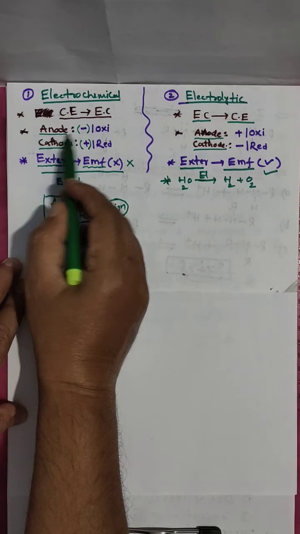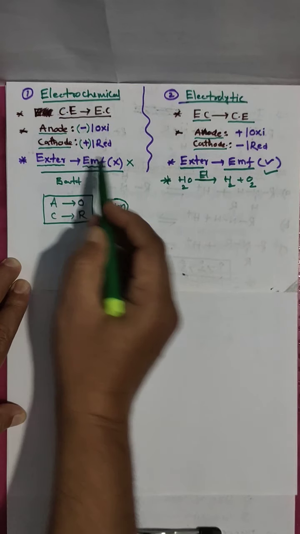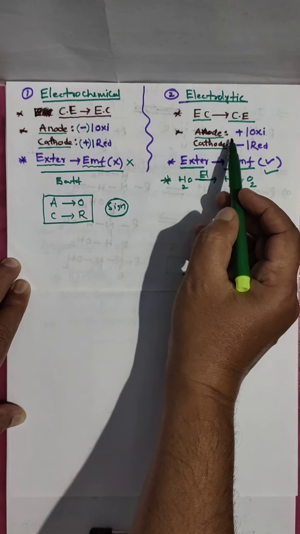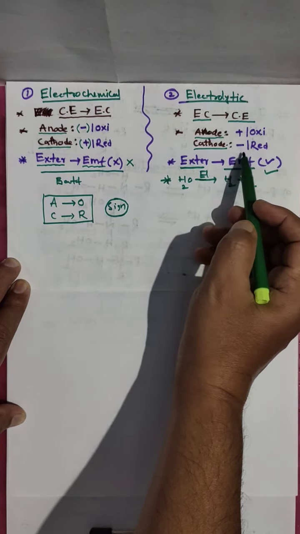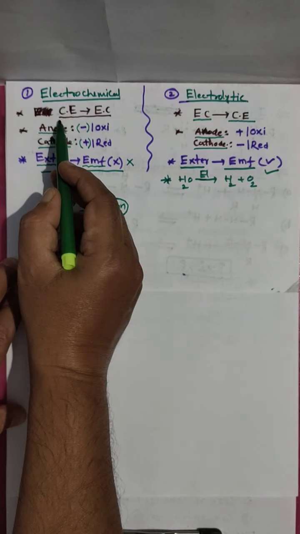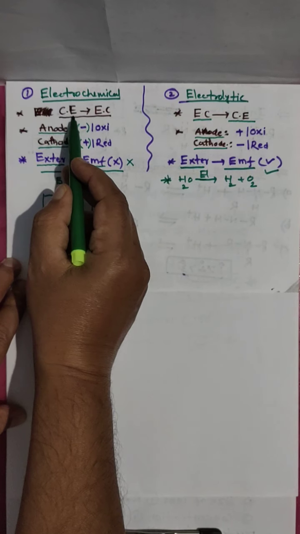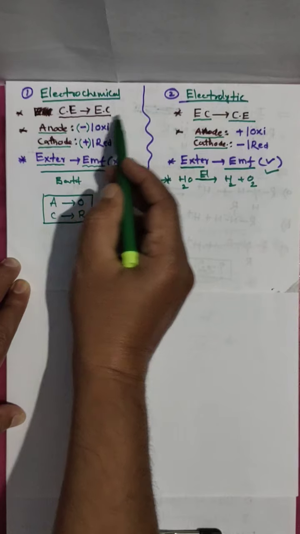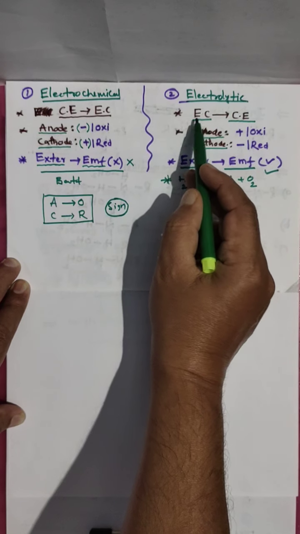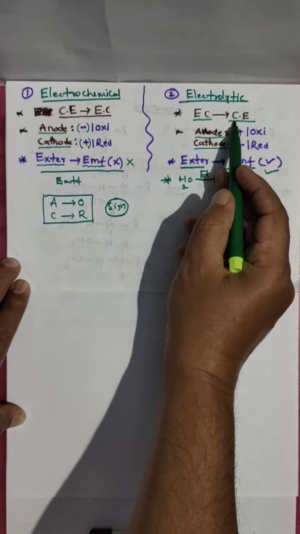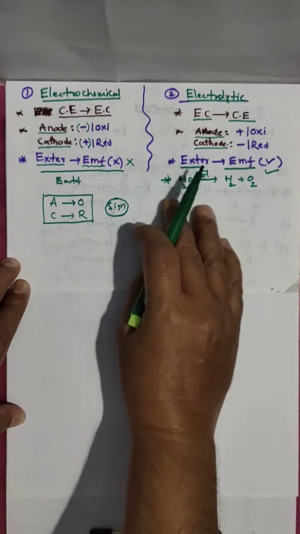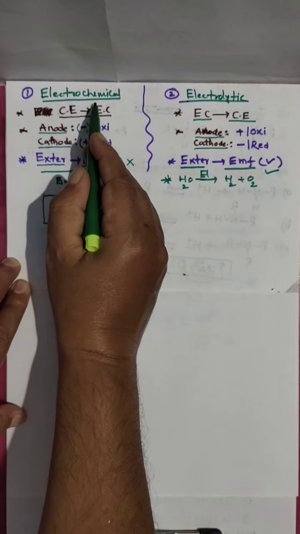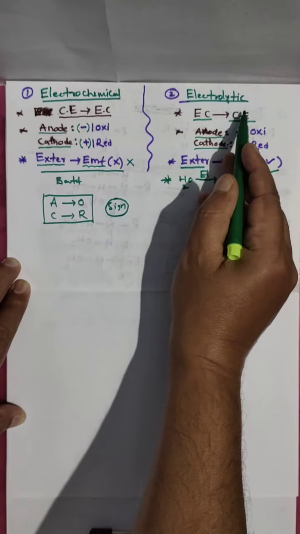Sign different. Electrochemical cell, anode negative, cathode positive. Electrolytic cell, anode plus only, cathode minus only. In electrochemical cell, chemical energy is converted into electrical energy. In electrolytic cell, electrical energy is converted into chemical energy. This is the major difference between electrochemical and electrolytic.